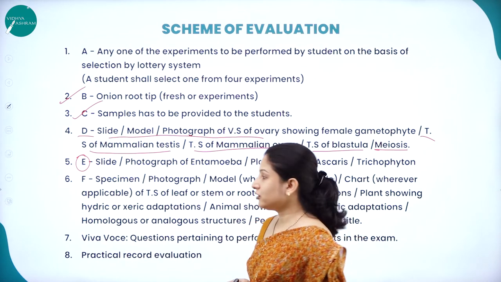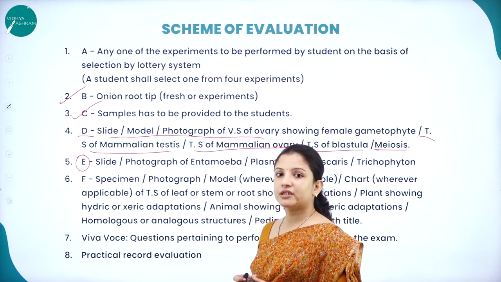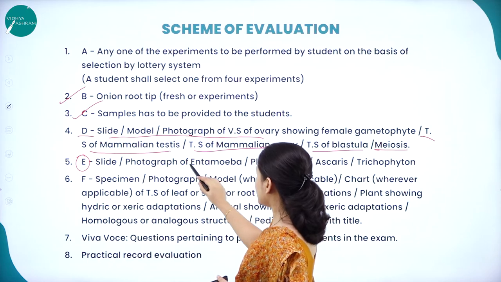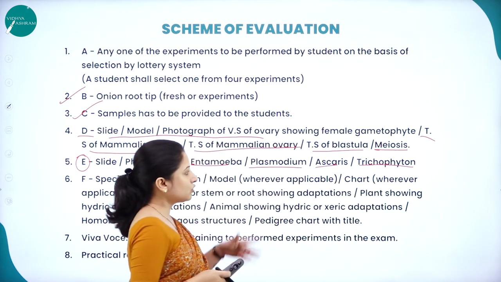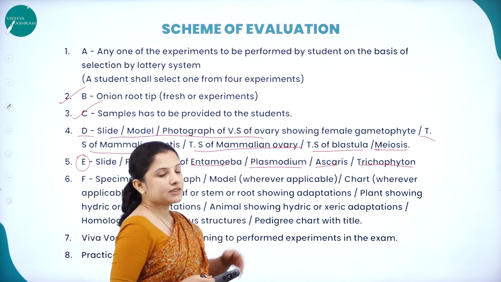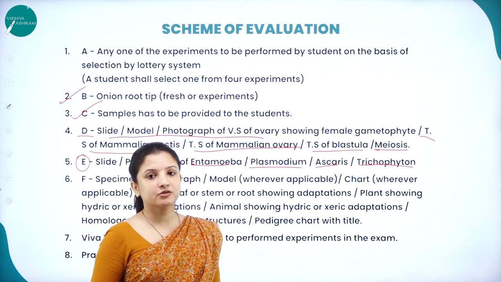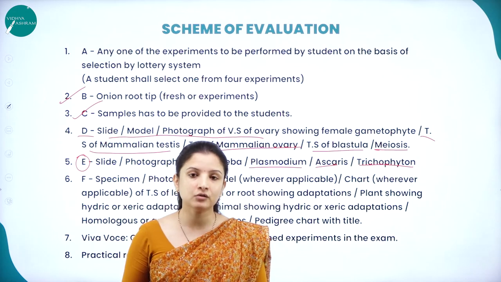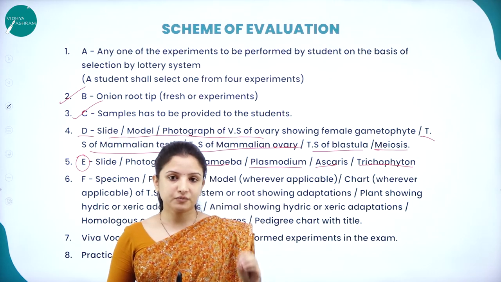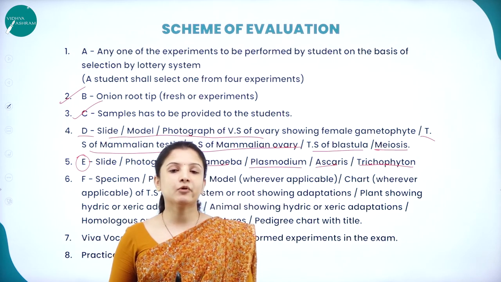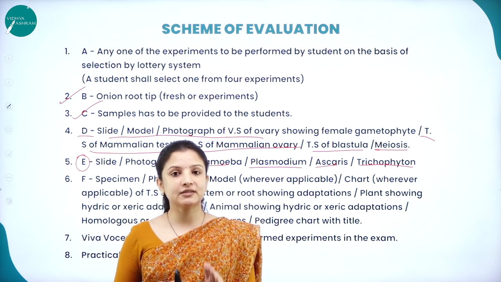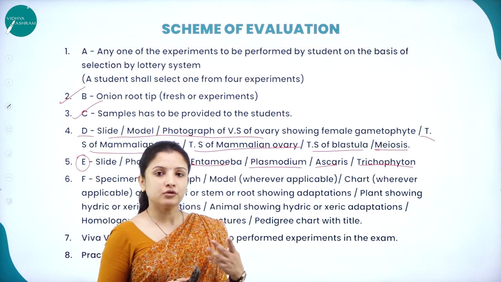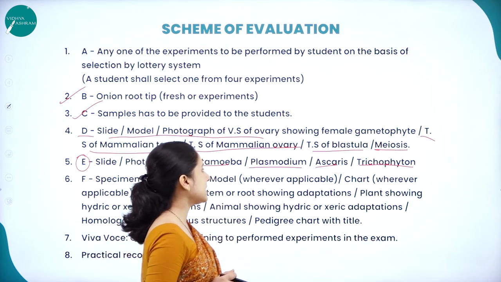Here either a slide or photograph of the disease-causing organism can be kept: Entamoeba, Plasmodium, Ascaris and Trichophyton. Out of these 4, any one will be kept. Your work is to go to the microscope, observe it, find out, write the name of the organism in your answer script and write what disease it causes. If you write those 2, you'll get 2 marks there very easily.